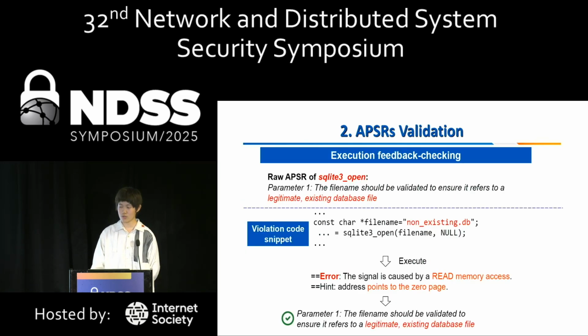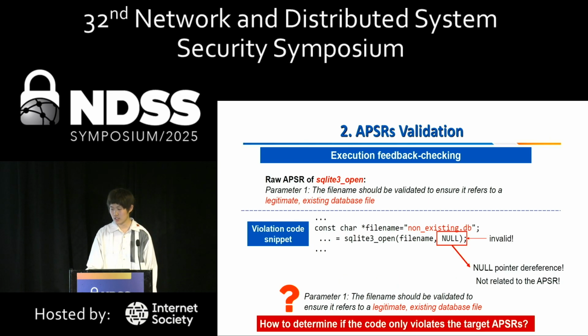And in stage 2, GPT-8 validates the correctness of raw APSRs based on the execution feedback checking method. However, this is not always straightforward. Considering the raw APSR of sqlite3_open, parameter 1 must be an existing database file, and the violation code is shown below. An error occurs during execution. Does this mean this raw APSR is correct?